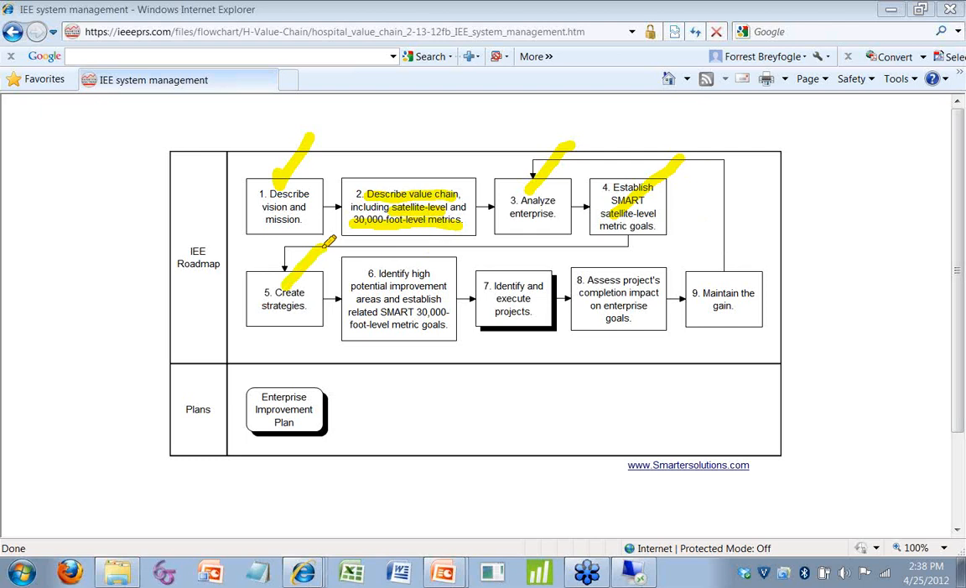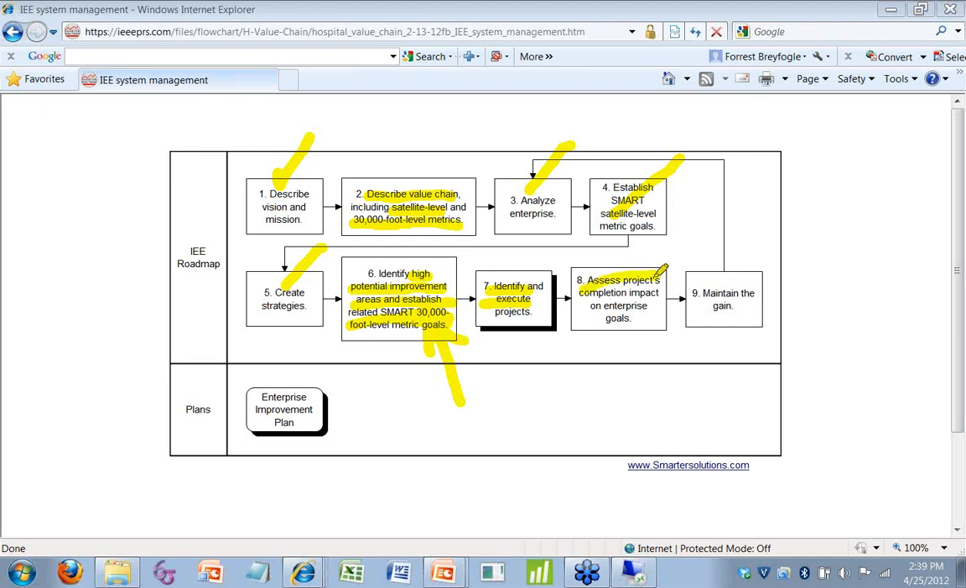Then we want to create strategies that are aligned to the financials that you can get your arms around. Then we want to look at high potential areas, and we want to also establish 30,000 foot level metric goals that are SMART: specific, measurable, actionable, relevant, and time-based. And then we want to identify and execute projects. So when we put together these 30,000 foot level metric goals, those are aligned to the process owner. We're looking at the big picture to figure out where we could focus our improvement efforts.